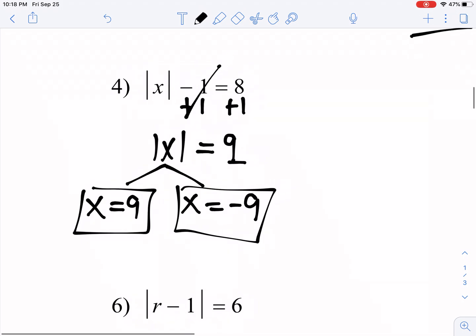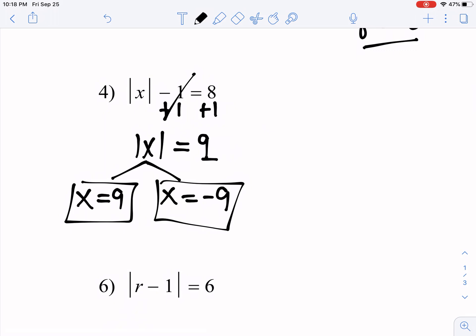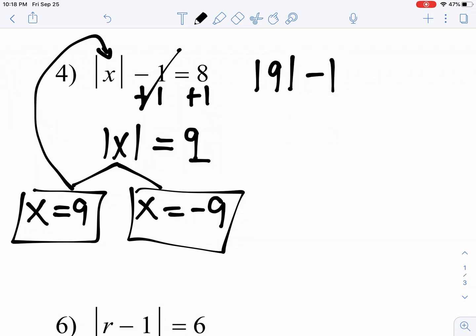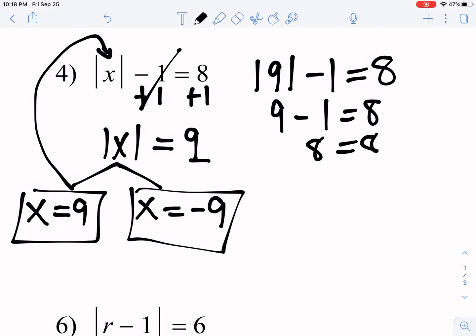So I'll check it on this one, and then we'll work through the other ones, but we won't check the answers, okay? So plugging these back in, let's just check this. If I plug in 9 back into this absolute value equation, we'd have the absolute value of 9 minus 1 equals 8. Well, let's check to see if that works. What's the absolute value of 9? 9. What's 9 minus 1? 8. Does 8 equal 8? Yeah. So 9 is correct.